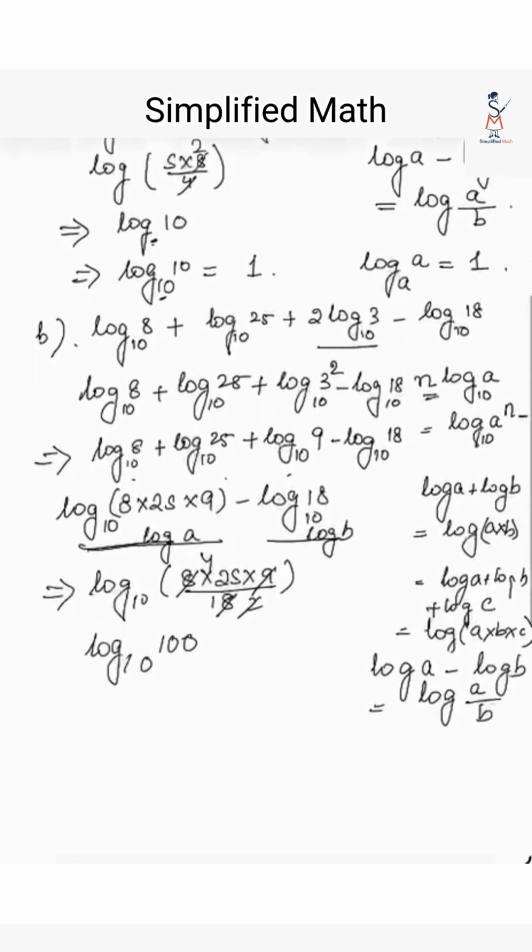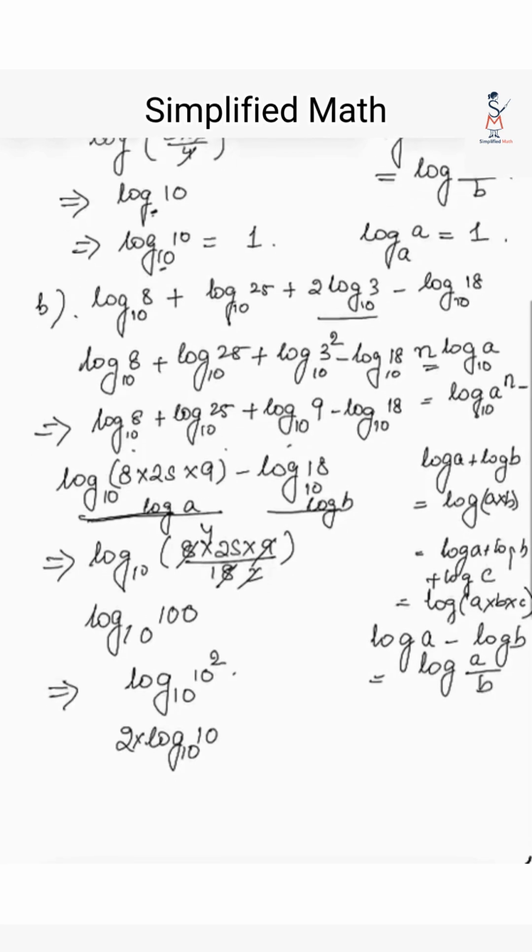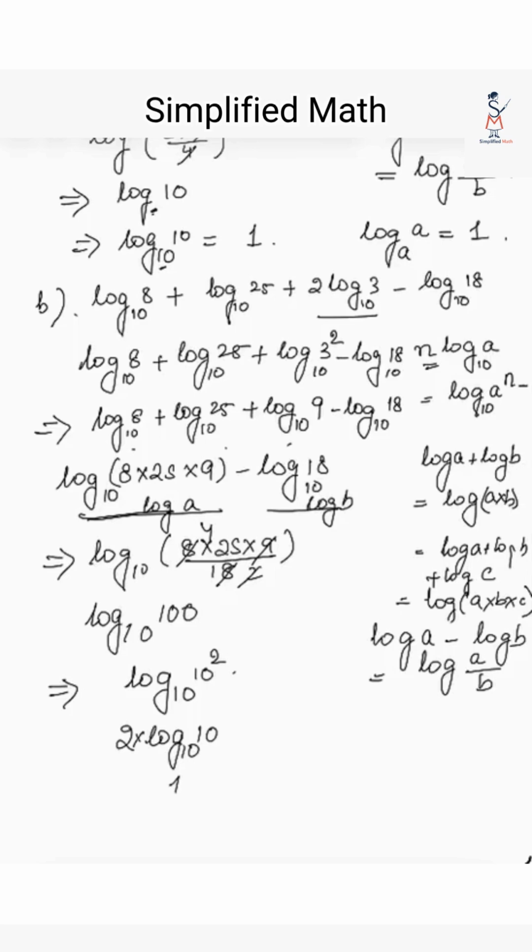Now we know what is log 100 to the base 10. Just to explain you, you can write this as log 10 to the power 2. We know that when there is a power to the log, the power comes in front, and you can write this as 2 into log 10 to the base 10. And we know log 10 to the base 10 is 1. So 2 into 1 is 2, because log of any number to the same base is always 1.